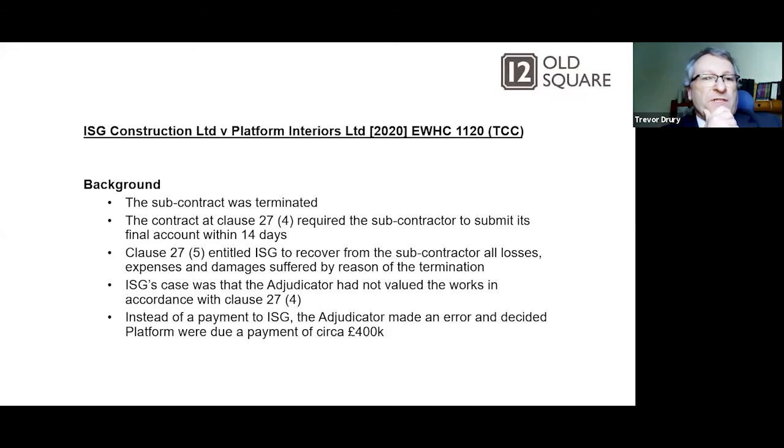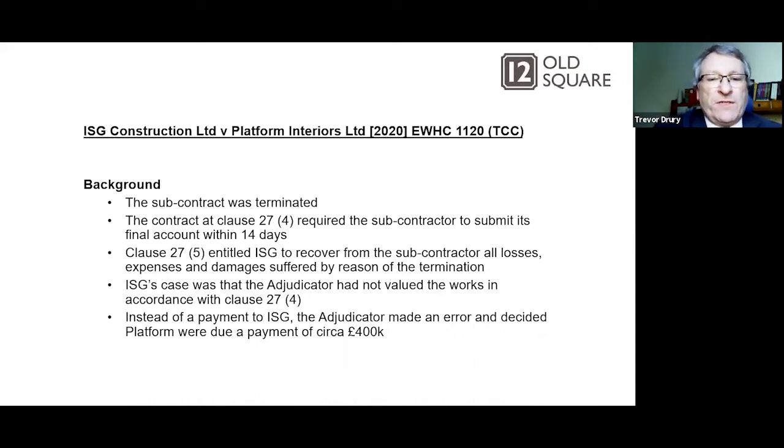So the background to this is that the subcontract was terminated. The contract clause 27.4 required the subcontractor to submit its final account within 14 days of the date of termination. Clause 27.5 of that contract entitled ISG to recover any cost from the subcontractor in terms of all losses, expenses and damages suffered by reason of the termination. So ISG's case was that the adjudicator had not valued the works in accordance with clause 27.4.